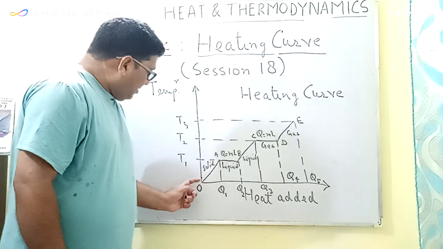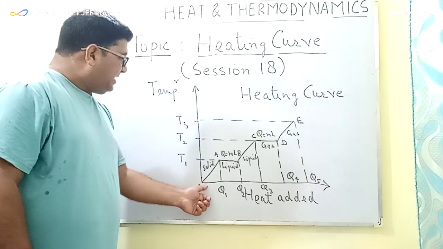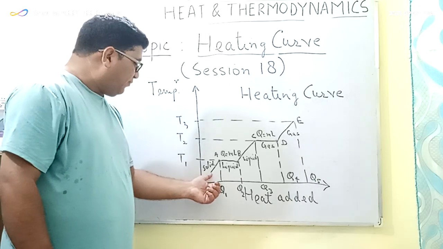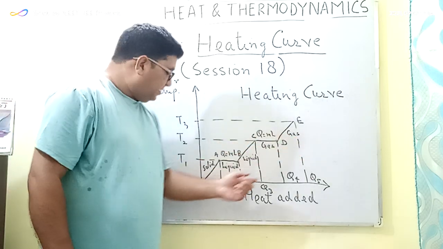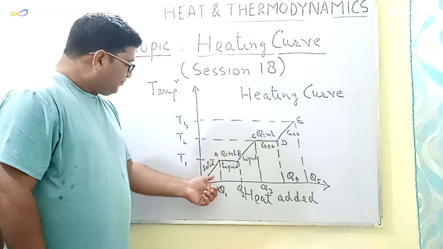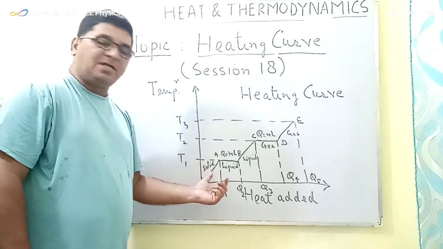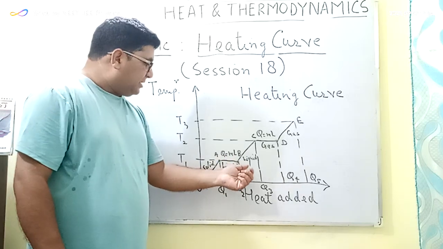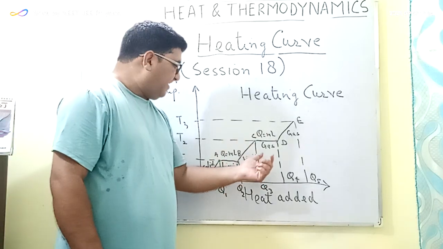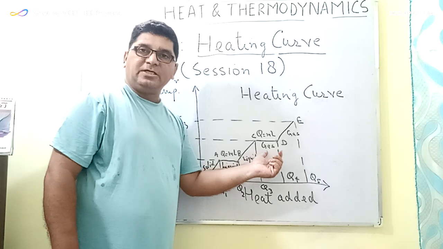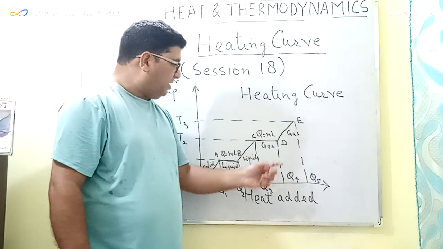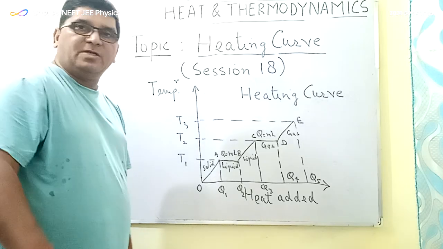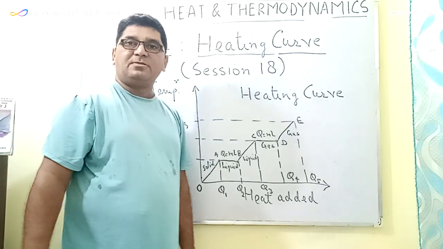So if a solid gets converted into the gaseous form, then in the entire process the solid will first of all absorb the sensible heat, then it will absorb the latent heat in order to get converted into the liquid. The liquid will again absorb the sensible heat, and then it will again absorb the latent heat in order to get converted into the gaseous form, and the gas will then absorb the sensible heat in order to increase its temperature.